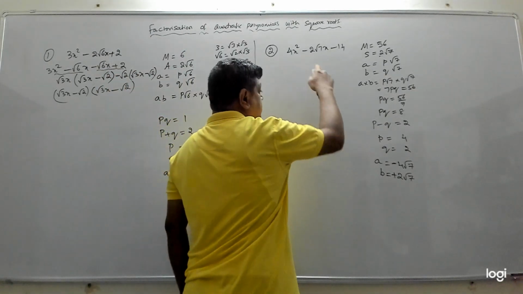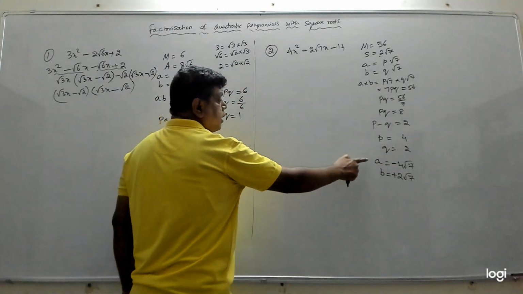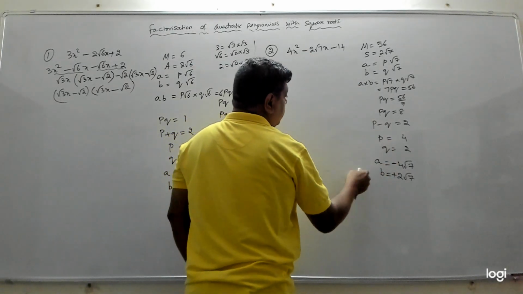Suppose if this was plus, then 4 would have become plus, 2 would have become minus. Right? Always the greater number among these two will take this negative sign, minus sign. So we have got the two numbers now. So now we'll write it.